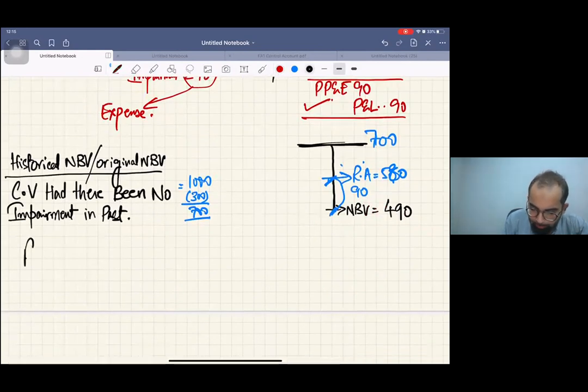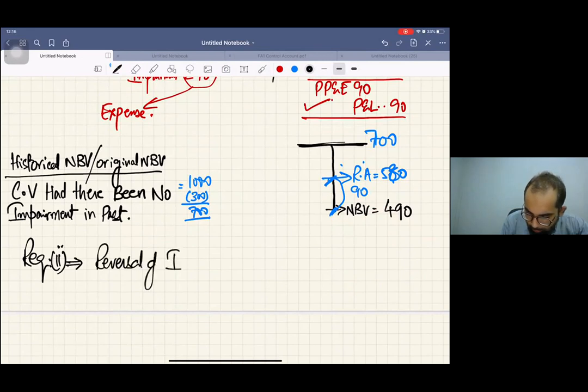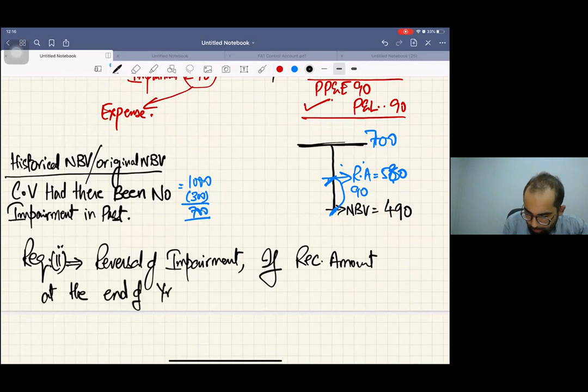Requirement number two. Reversal of impairment if the recoverable amount at the end of year three would be 760. Now, see, I've changed the requirement.